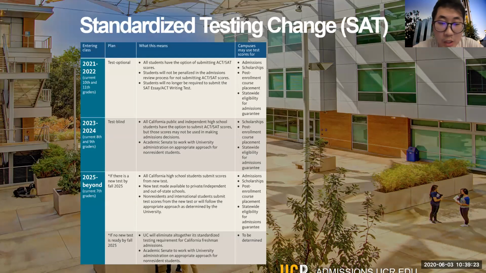So in case we are going test blind, that just means having an SAT or ACT is not going to have any effect on your admission. So most likely we will go towards this pathway. And by 2025, we're looking to have a new testing system done. And so we will completely drop the SAT and ACT tests from now on.